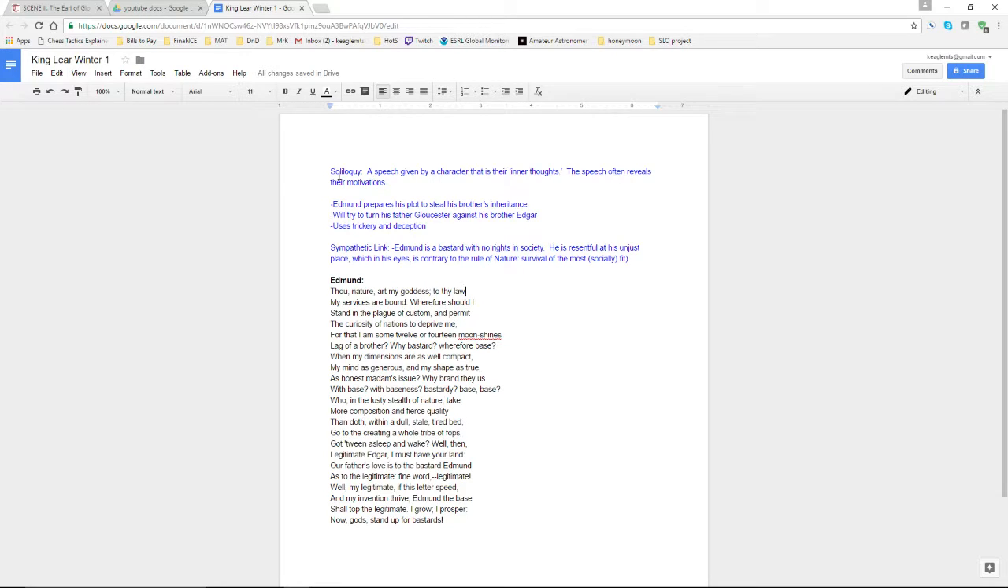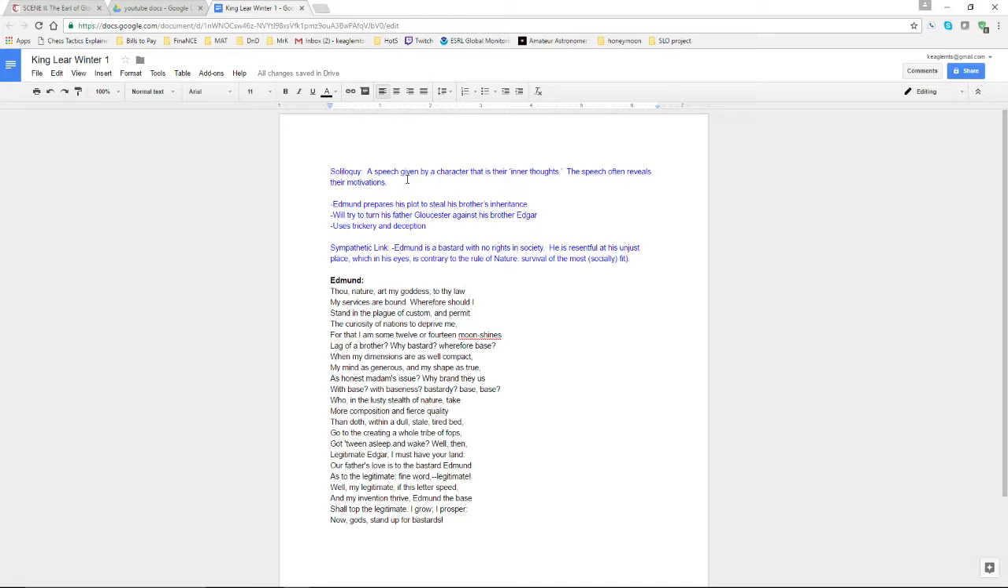For the first lecture today, we are going to look at the initial speech given by the character Edmund in the beginning of Act 1, Scene 2. If you remember, Edmund is the brother of Edgar and the son of Gloucester. And what we will see in the beginning of this scene is what's called a soliloquy.